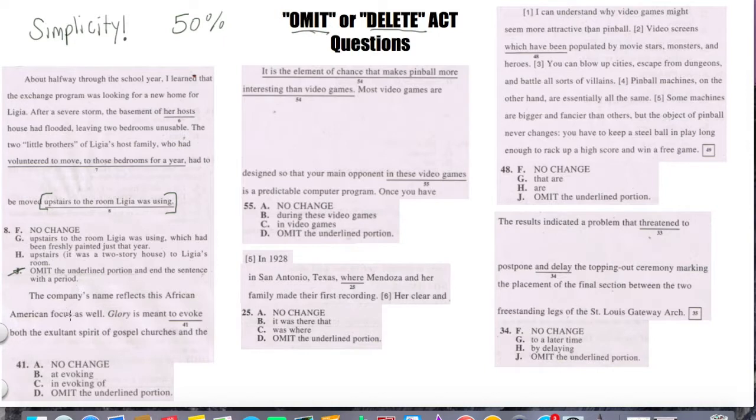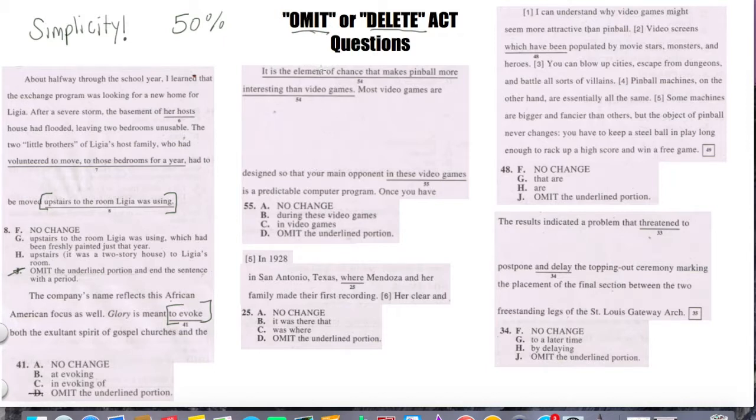The company's name reflects this African American focus as well. Glory is meant to evoke both the exalted spirit of gospel churches and the something else. However, again, if we were to omit this verb to evoke, the sentence would read, the company's name reflects this African American focus as well. Glory is meant both the exalted spirit. We could say glory is meant as both the exalted spirit, etc. However, we can't just get rid of this. So once again, omit is wrong.